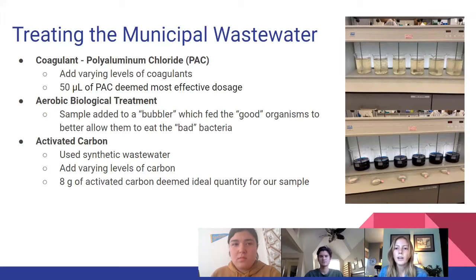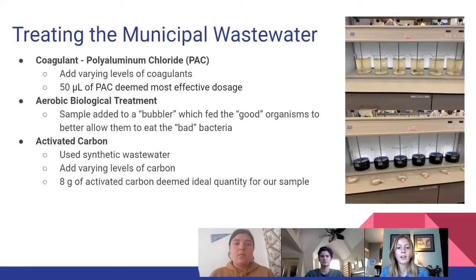So when we treated our wastewater, we used a coagulant of polyaluminum chloride, also known as PAC. And we added varying levels of the coagulants and then tested the turbidity. And based on that, we were able to determine the most effective dosage. And that was determined to be 50 microliters of the PAC.